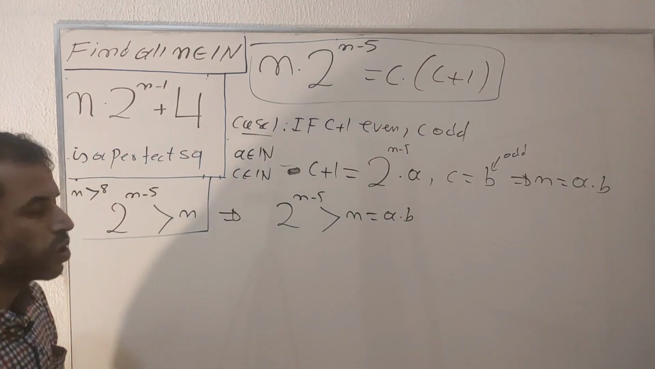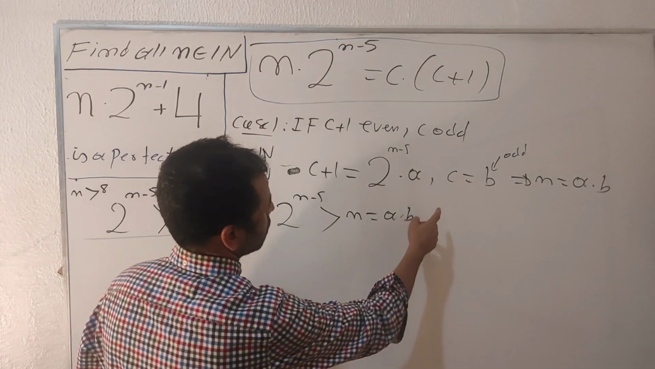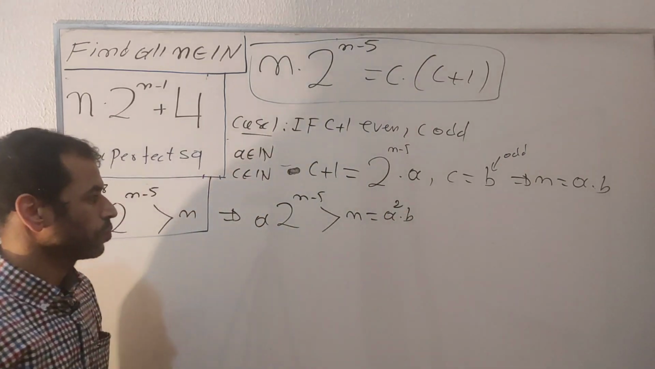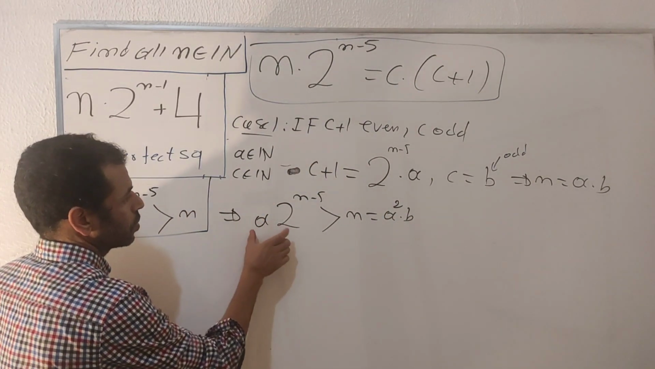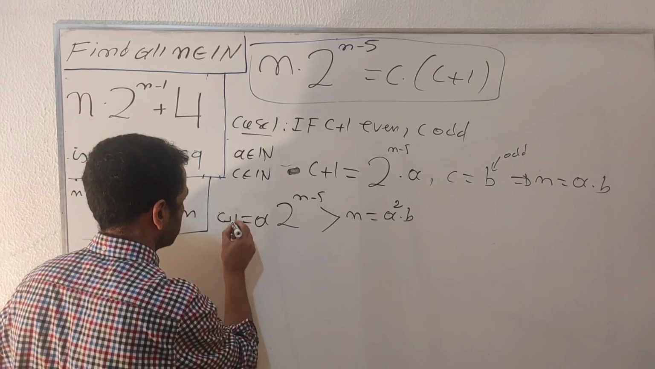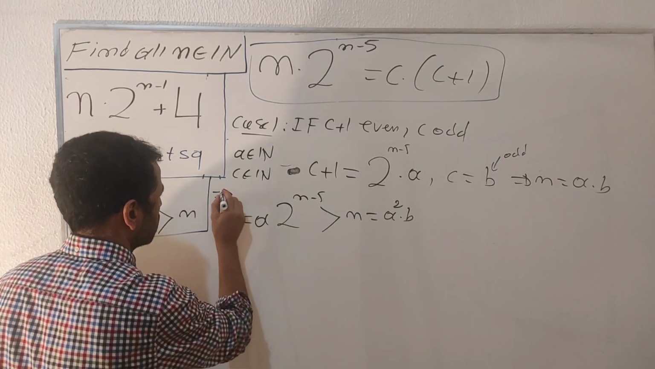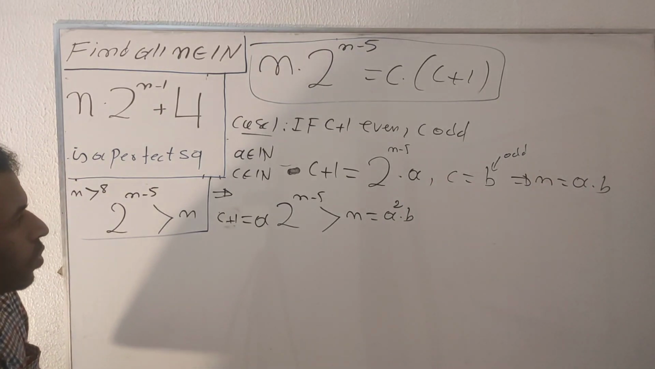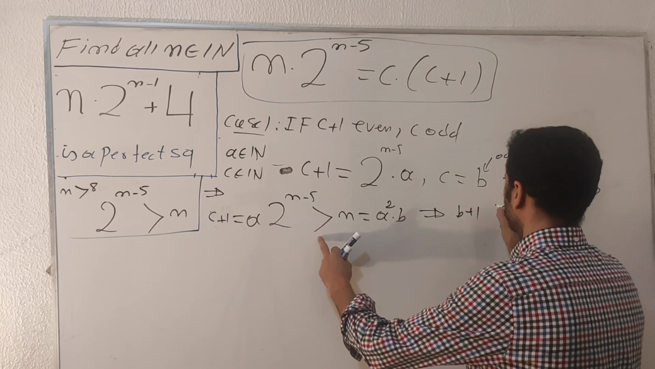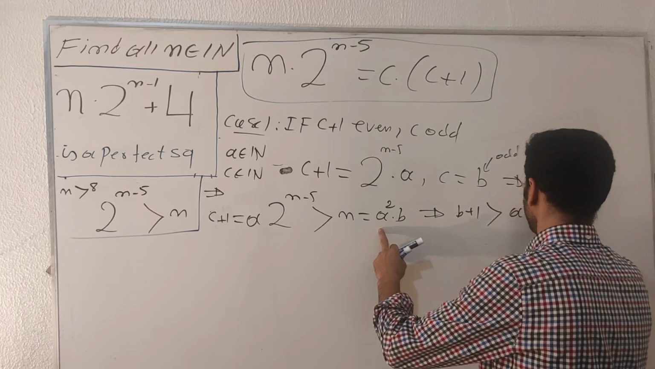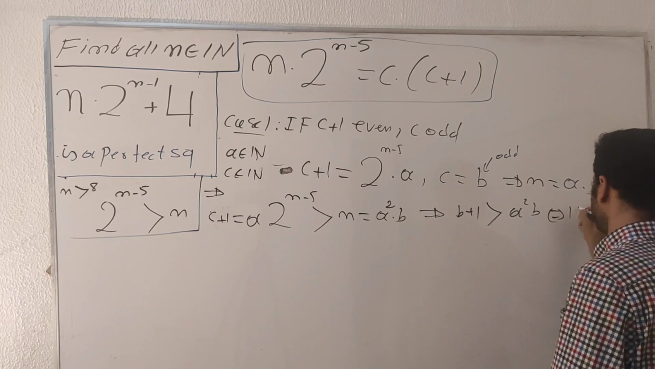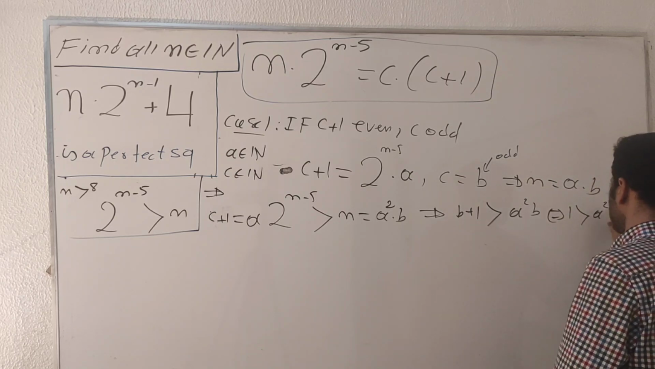Okay, let's multiply both sides of this inequality by a. Okay, I get a here, I get a squared here. Then this one equals c plus 1. Okay, then we know c equals b. Okay, so we get b plus 1 is strictly superior than a squared b. Let's move over this b to the right. I get here 1 is strictly superior than a squared b minus b.